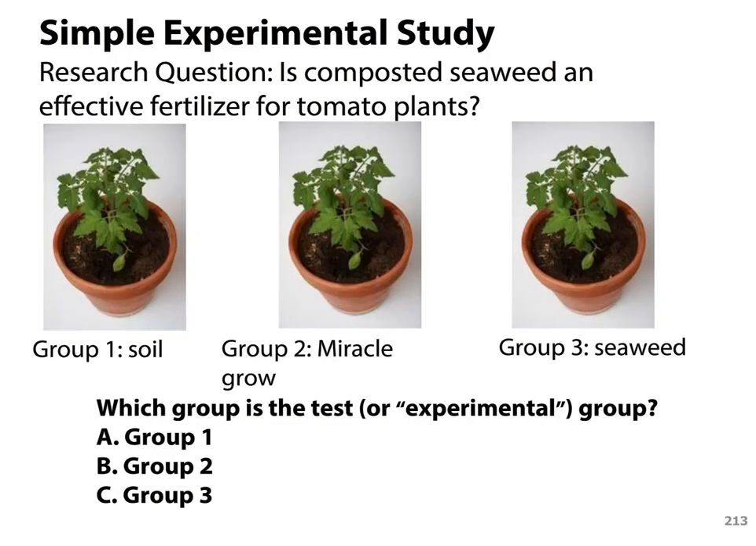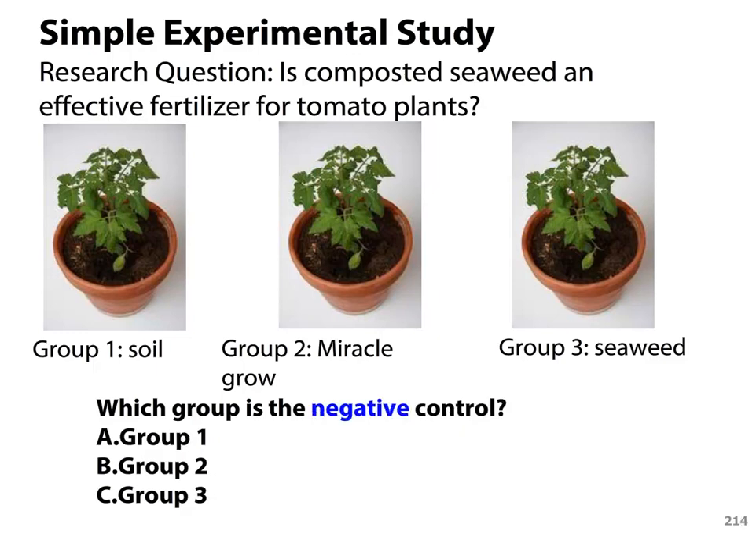All right, so as we're chugging along, let's keep applying. Okay, which group is the test, also known as the experimental group? Group 1, group 2, or group 3? What do you guys think? It's group 3. That's what we manipulated with the seaweed, and I hope that makes sense. If not, definitely let me know. So that's our experimental group. Okay, write that down.